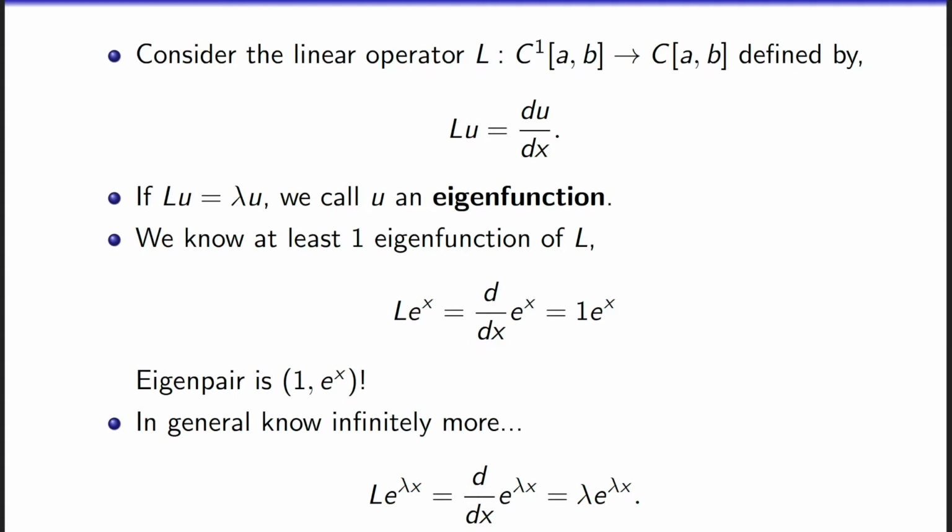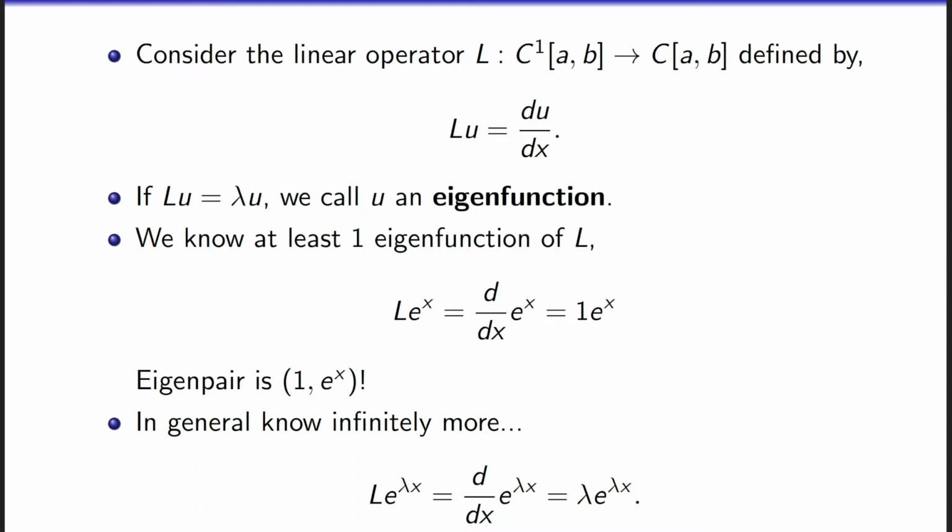In general, we can actually find infinitely many eigenpairs that look like this by considering the function e to the lambda x. When we differentiate, the lambda comes down in front through the chain rule, and we get that L acting on e to the lambda x is equal to lambda times e to the lambda x. So we get an infinite number of eigenpairs, lambda, e to the lambda x, for any value of lambda.